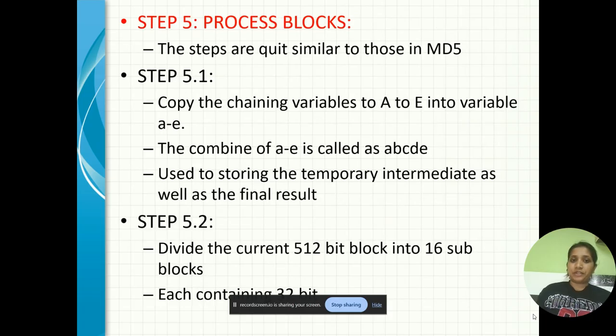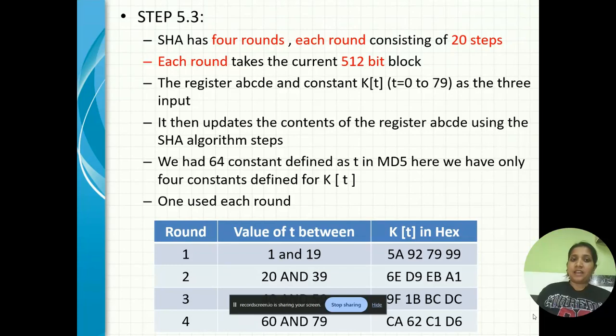Step 5, process blocks. The steps are quite similar to those in MD5. For the first step, copy the chaining variables A to E into variables a to e. The combination of A to E is used for storing the temporary intermediate as well as the final result. Step 2, divide the current 512-bit block into 16 subblocks, each containing 32 bits. Step 3, SHA has 4 rounds, each round consisting of 20 steps.